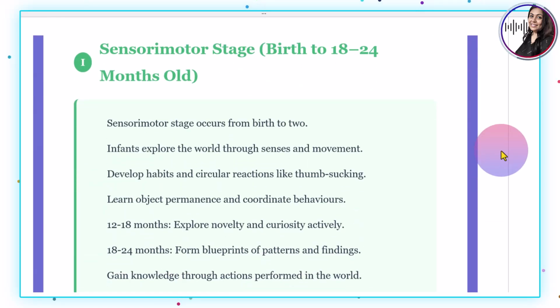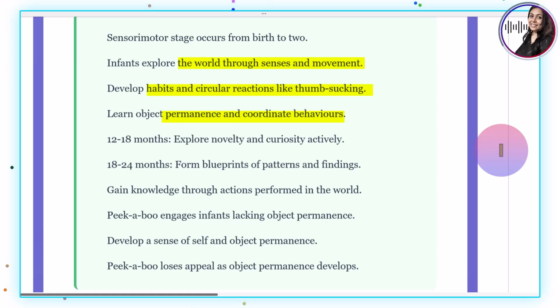Let us begin with the sensorimotor stage, which occurs from birth to approximately 18 to 24 months. During this stage, infants explore the world through their senses and physical movements. They develop habits and circular reactions such as thumb sucking and gradually learn to coordinate their actions. A major milestone of this stage is the development of object permanence, the understanding that objects continue to exist even when they are out of sight.